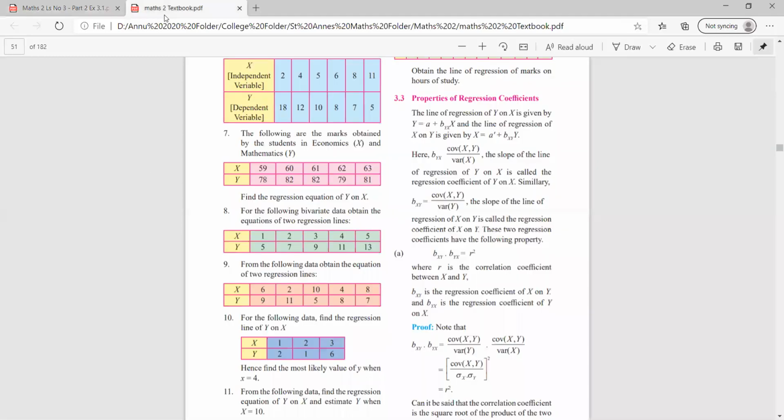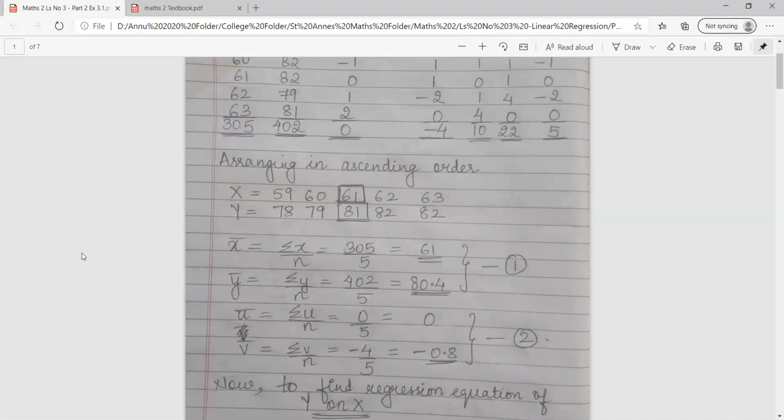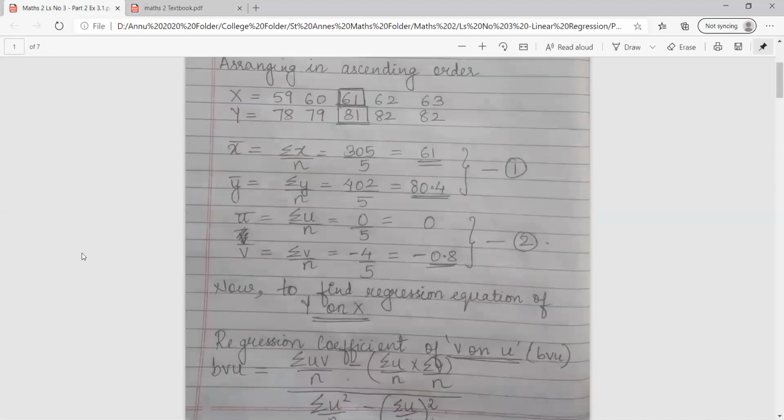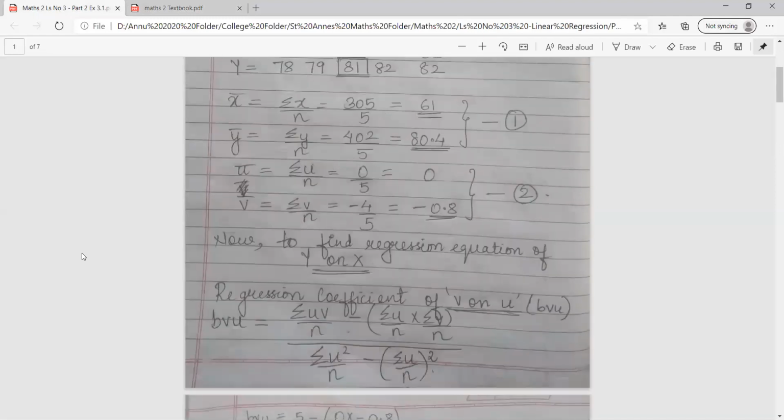Now class, if you have read the question, they have told us to find the regression equation of y on x. So basically, in order to find the regression equation, what do we need class? Correct. We need the regression coefficient. And for that, we need byx. But class, in our question, we have already replaced x and y with u and v. So no issues at all.